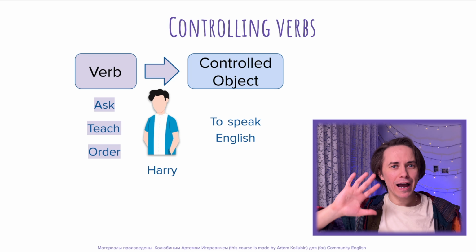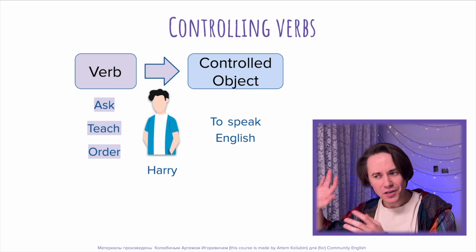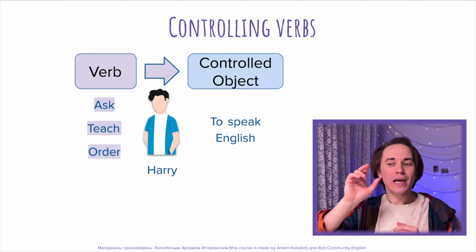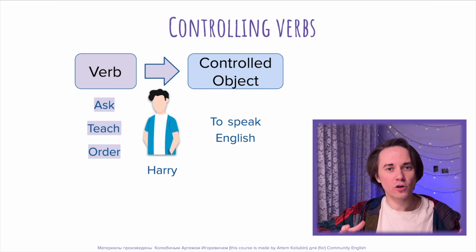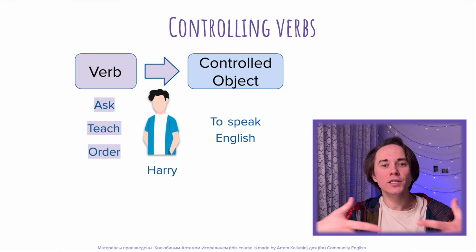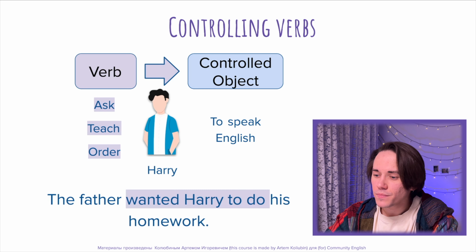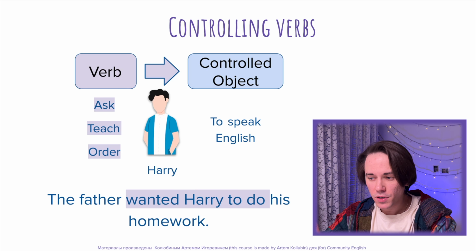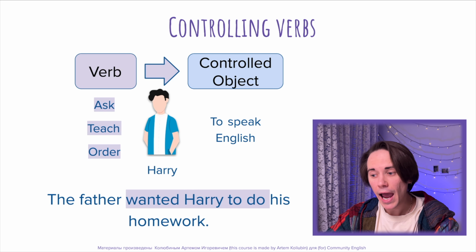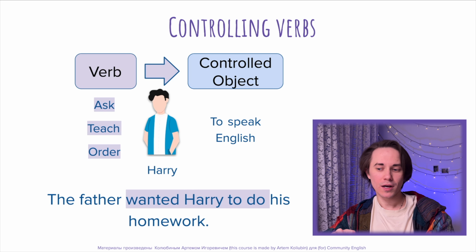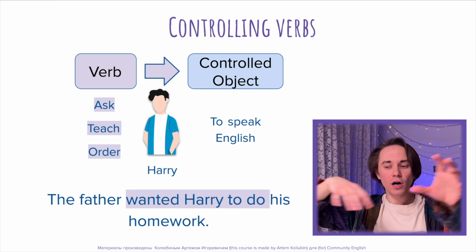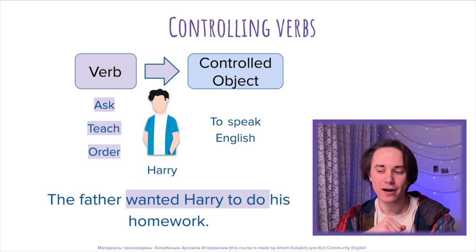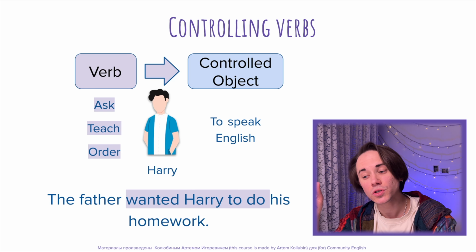So you cannot say, I asked Harry that he speaks English. No. Because ask or teach or order or want and a few more verbs are controlling verbs and they cannot be used with that. That clause doesn't get across the idea of the control. So that's why the best way of doing this is to say the father wanted Harry to do his homework. So we can connect the father wanted and Harry does his homework by means of using this controlling verb pattern. So the father wanted Harry to do his homework.